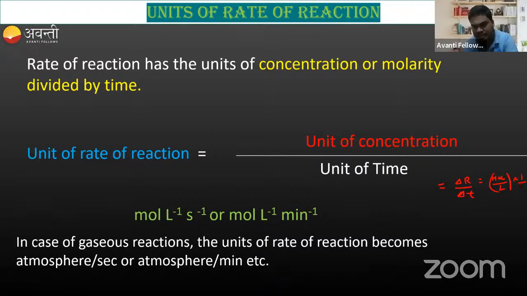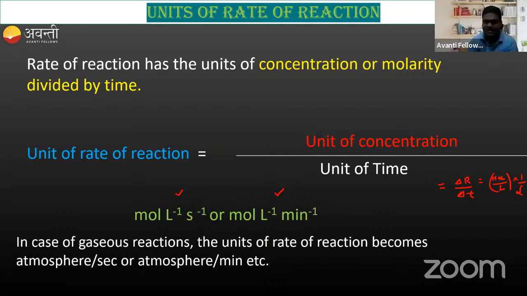And what is delta t? It will be represented either in seconds or minutes. So the unit comes out as mole per liter per second, or mole per liter per minute, that is, mol L inverse s inverse or mol L inverse min inverse. So this is how we write the unit of rate of reaction. I hope this is clear to you.